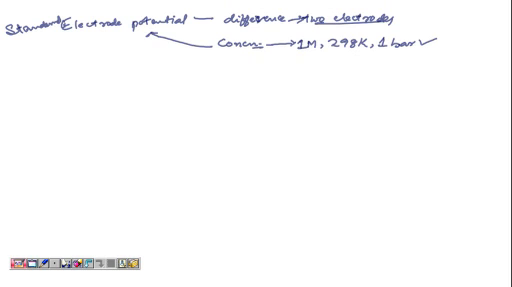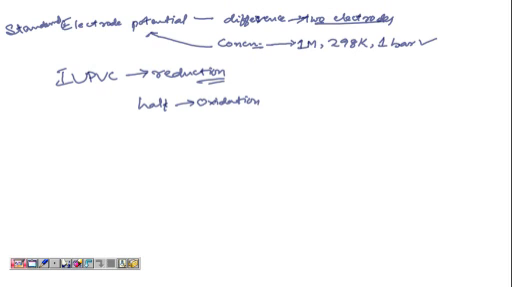According to IUPAC, the potential of a cell is measured by taking the reduction potential as the standard. It means a particular half cell can act as the oxidation electrode, or it can also act as a reduction electrode, depending upon the nature of the other electrode.